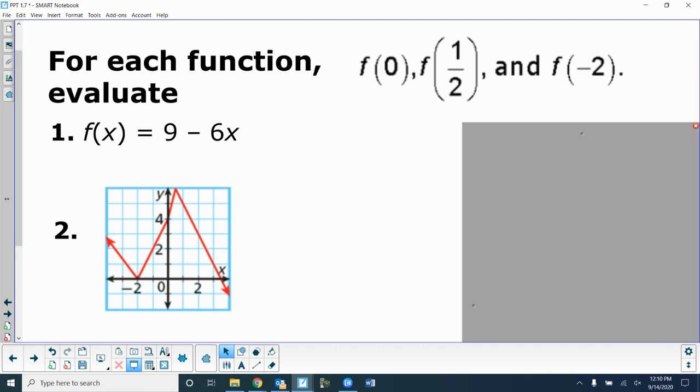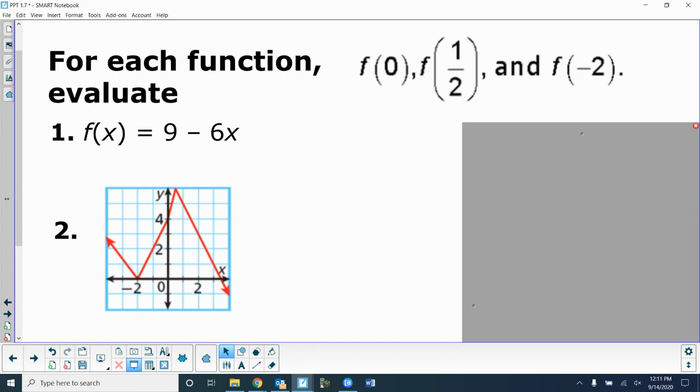So just a little warm up here. On Friday, we talked about function notation, where we started seeing f of x and that kind of stuff. Number one is an equation in function notation. We're used to seeing y equals 9 minus 6x. Instead, we're saying f of x equals 9 minus 6x. So we had to find f of 0, f of 1/2, and f of -2. When we do f of 0, we're finding the value of f at 0. That just means you're putting 0 in place of the x. So what's that answer? Anybody?